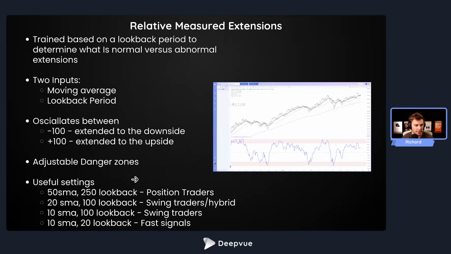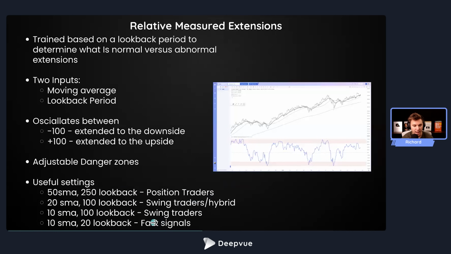Useful settings, and these are good to initially start with, and then you can tweak to your own liking. For position traders, I really would recommend the 50 SMA 250-day look back. Basically, it trains Deepvue on a year's worth of price action about the 50 SMA to determine what's extended to the upside or downside based on that moving average. For swing traders, you can use the 20-day and then 100-day look back, or 10-day 100 look back. This will give you faster signals, but still call out key extensions from those moving averages.